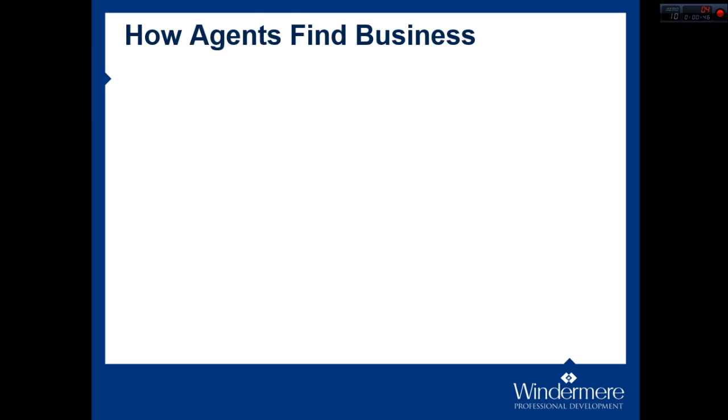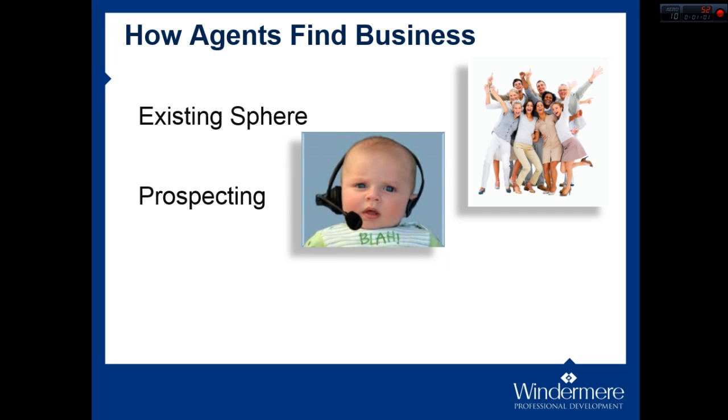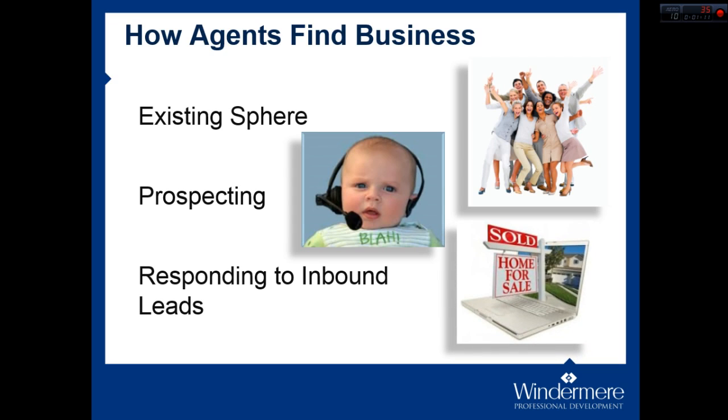But first, let's talk about how you, as an agent, find business. Well, we find it three different ways. Number one is that existing sphere, the relationships you have, the people that you know, and managing those relationships and staying in flow with them. Two, prospecting. Oh yeah, the fun times of picking up that phone and cold calling FSBO lists or maybe other lists that you're provided. And three, responding to inbound leads from relationships that you may have or an account that you have with Zillow or Trulia or things like that. So it's basically cold calling off of those lists that are coming in.